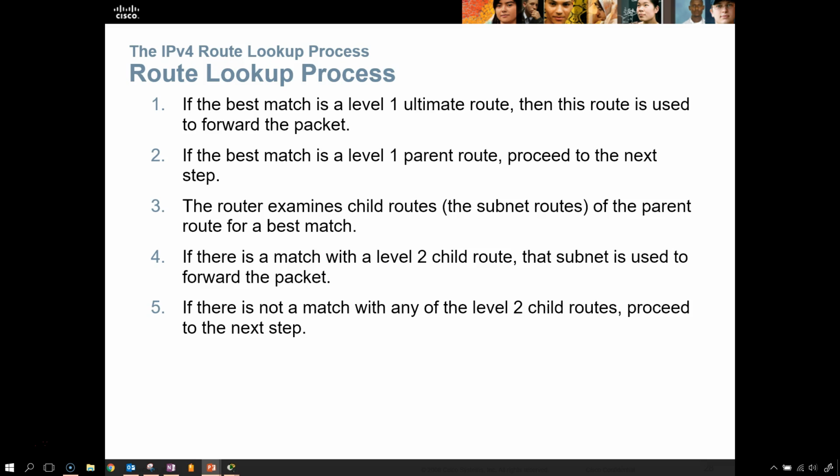So the lookup process: if the best match is a level 1 ultimate route, then this route is used. If the best match is a parent route, proceed to the next step. The next step is to examine child routes, or the subnets of the parent route. So it'll look at the destination of the packet and examine it. Is there a level 1 match? If not, then look for one of the major networks and then find the child route with a next hop interface, the ultimate route within that.